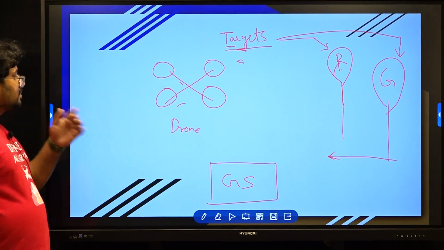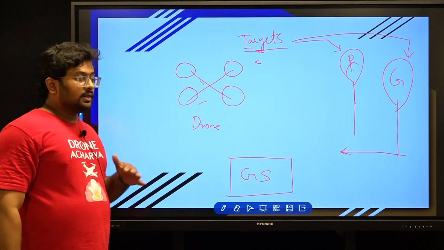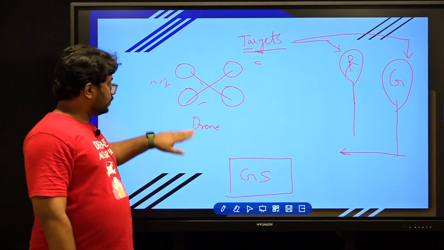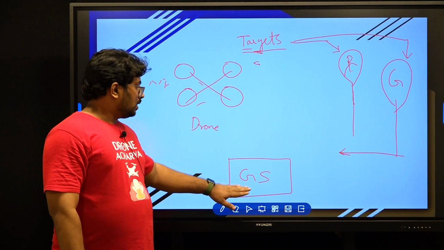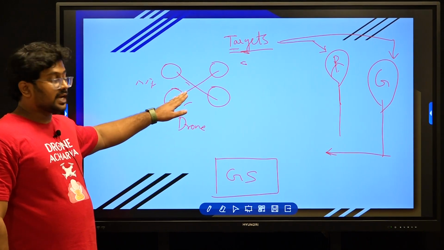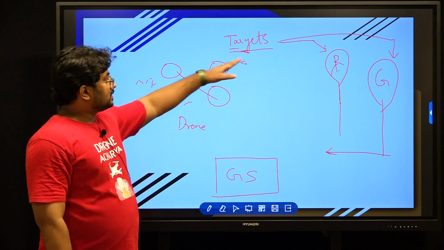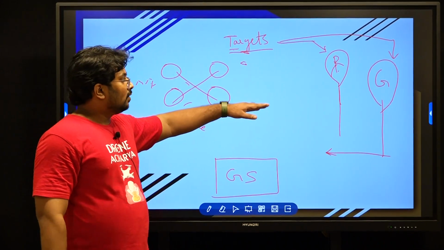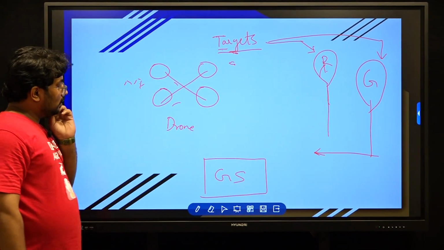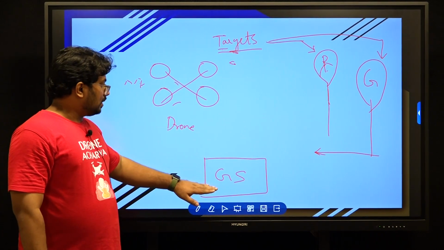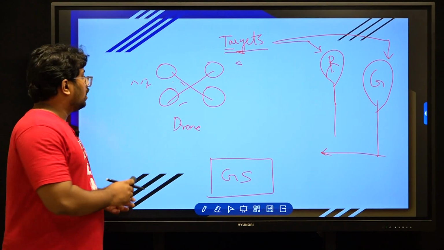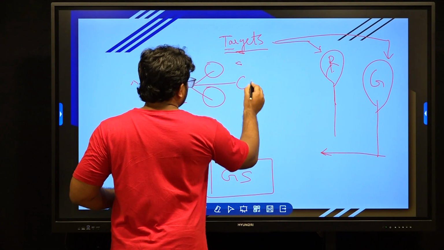As you can see in this picture, what is available here is the drone, which is flying at a particular altitude. There is some ground station. This ground station will be communicating with the drone continuously to perform certain actions. In our case, it is to neutralize those targets. Imagine there is a red balloon and a green balloon. Our ground station will be processing the video feed coming from the drone. This drone will have a camera mounted on it.